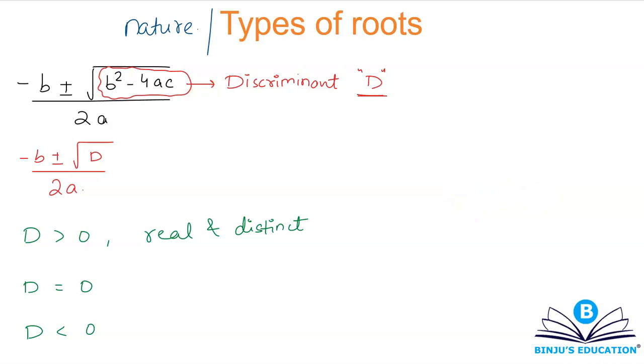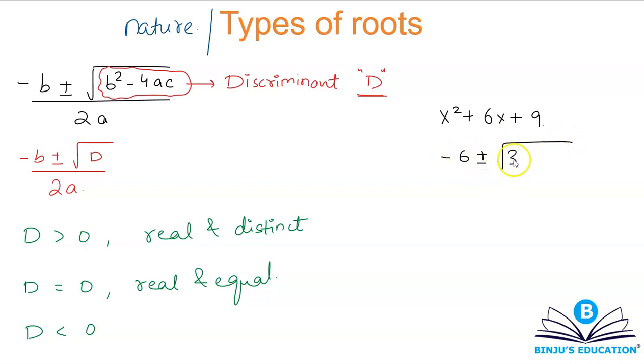Second is real and equal roots. So for example, let's say I have this equation. Which one should we take? Let's take x square plus 6x plus 9. So let's calculate the roots. That's going to be minus 6 plus minus root of b square, which is 36, minus 4 into 1 into 9. 4 into 9 is also 36, divided by 2. So it's going to be minus 6 divided by 2, which is equal to minus 3.